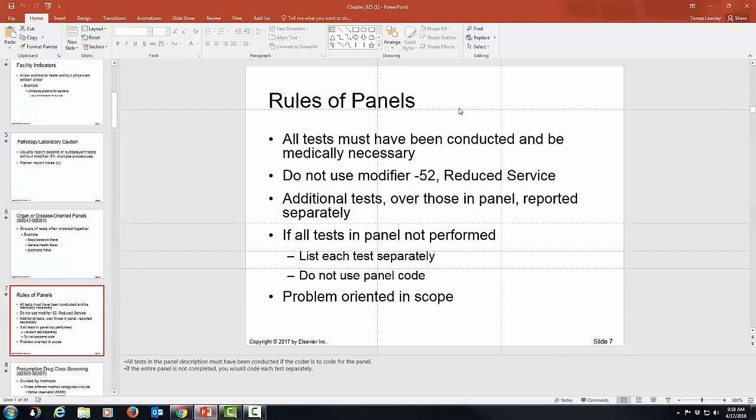The first and foremost is you must remember that all the tests have to be conducted, and they must be medically necessary. Do not use the modifier 52 reduced if you don't do all the tests. If you don't do all the tests, you need to report each of those separately. Don't use a panel code. For example, if you have an OB, obstetrics panel, but you don't want to do the syphilis test, she had one 3 months ago, then you do not use the panel code. You break it all apart.